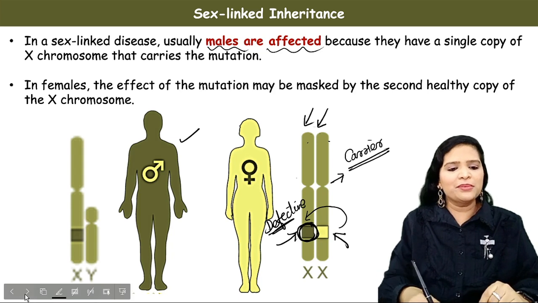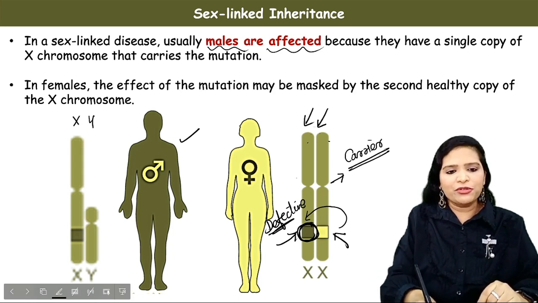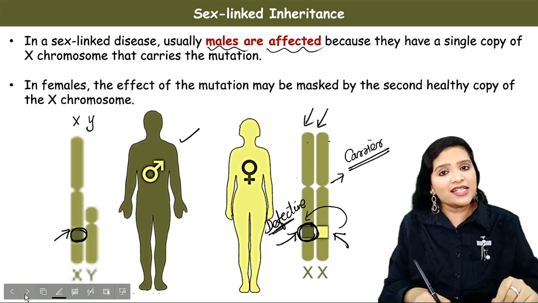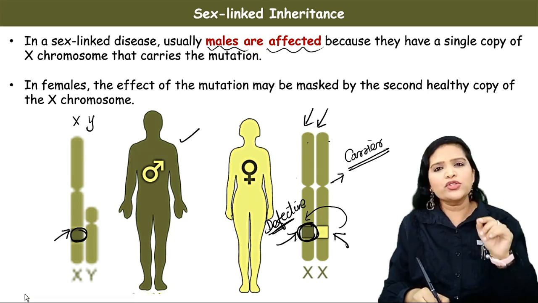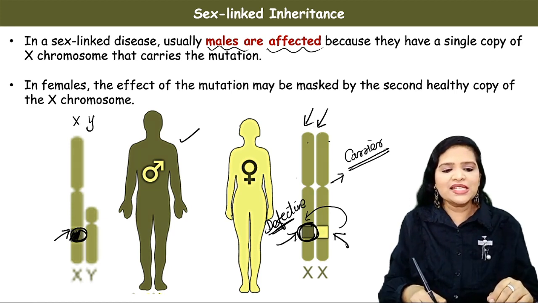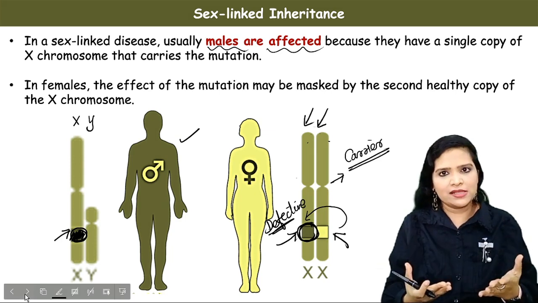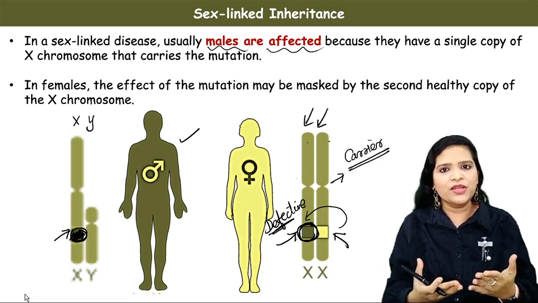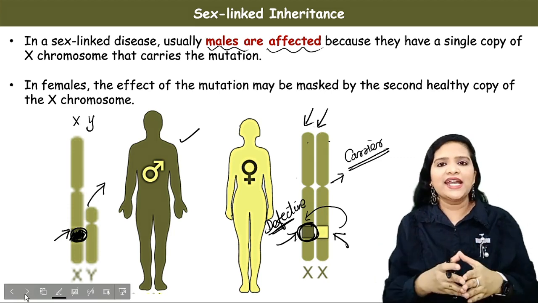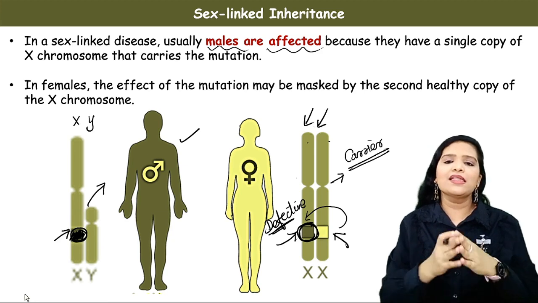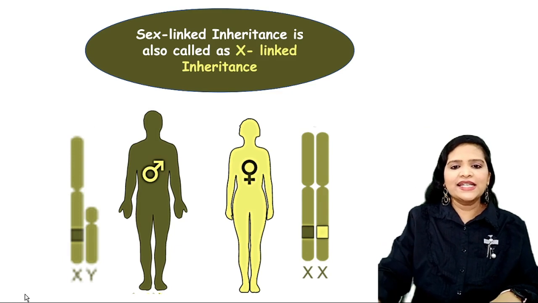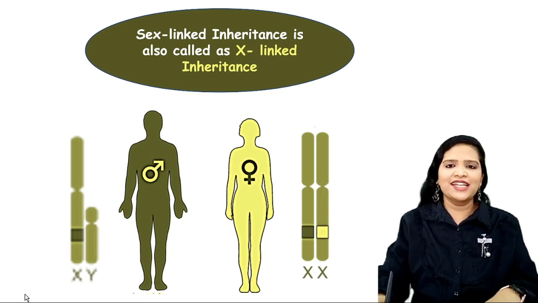Why common in male? Because male has X and Y chromosome. So look here, if there is a defective gene in his X chromosome, only one copy of X chromosome is there. Okay, there is no other copy. The other is Y chromosome. So if this is a defective gene, it will be expressed. It will be the dominant gene also. So the disease will be expressed. So that's why in case of sex-linked inheritance disorders, males are more affected than the females. Okay, understand? So here the sex-linked inheritance is also called X-linked inheritance.